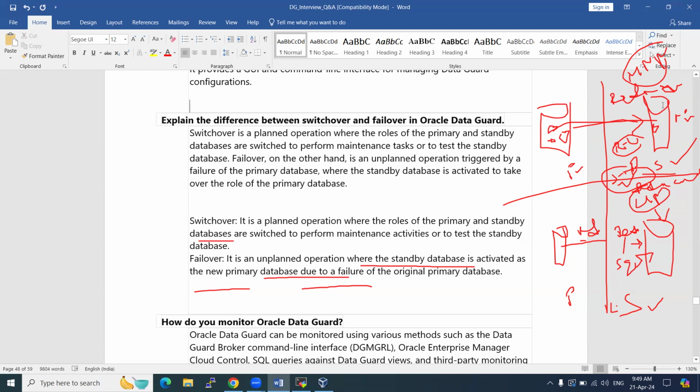Okay, we make it a primary, and meanwhile we will work to make it a primary. That is an unplanned activity, when the standby database is activated as a new primary database due to the failover of your primary or original production database. Okay, that is the major difference.